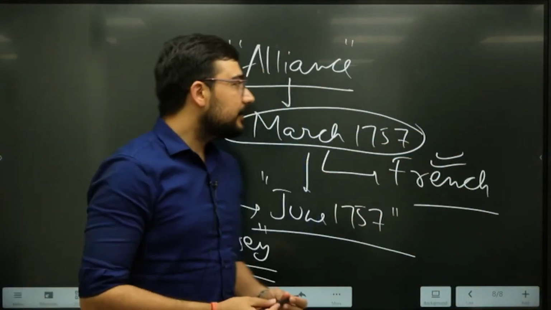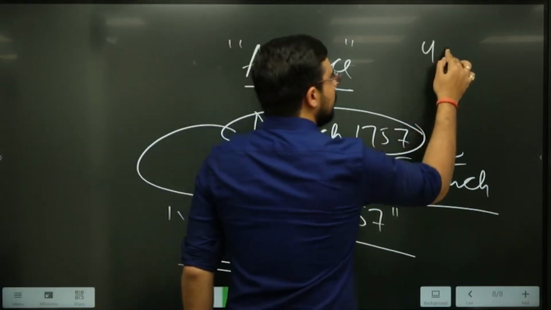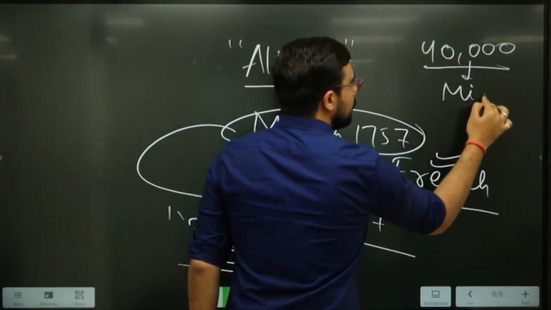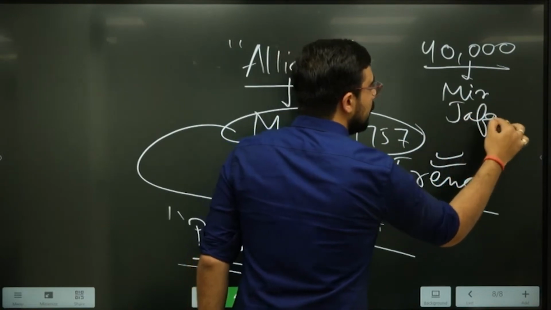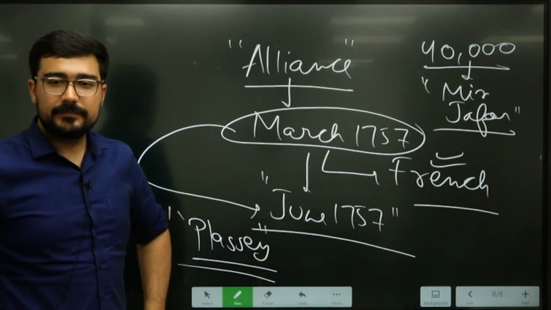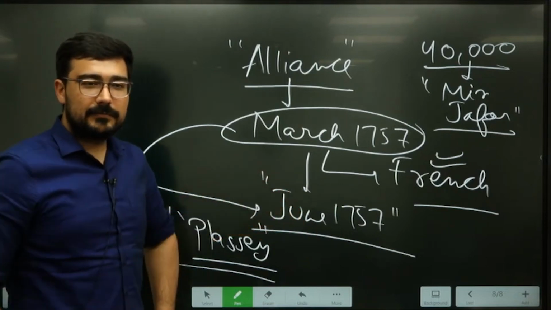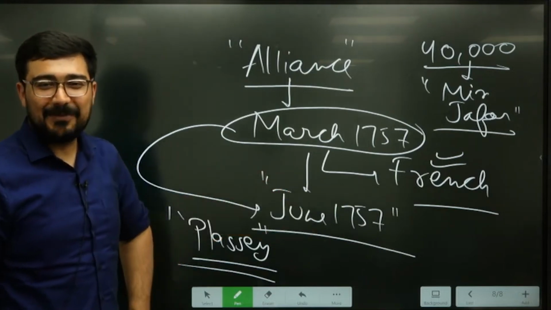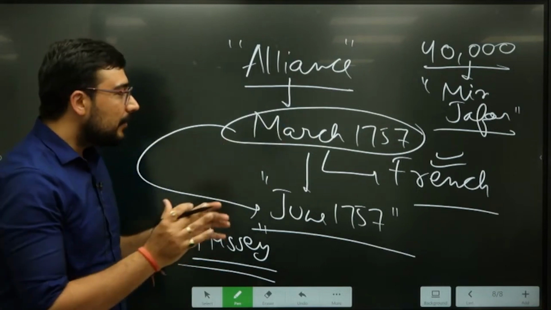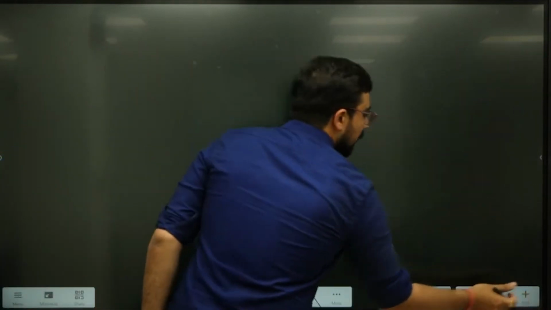The thing was 40,000 people were directly under the command of Mir Jafar, because he was commander in chief. They remained outside the battlefield. Battlefield से बाहर खड़े रहे. ऐसे कौन से commander in chief होते हैं? But he was like Mir Jafar. That's why Mir Jafar is very infamous.